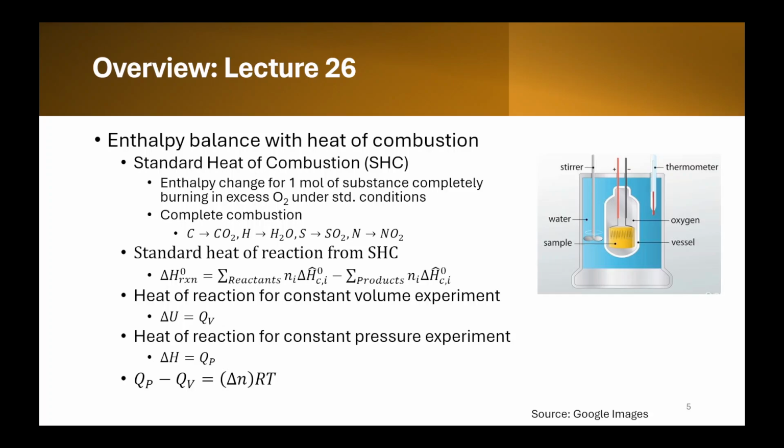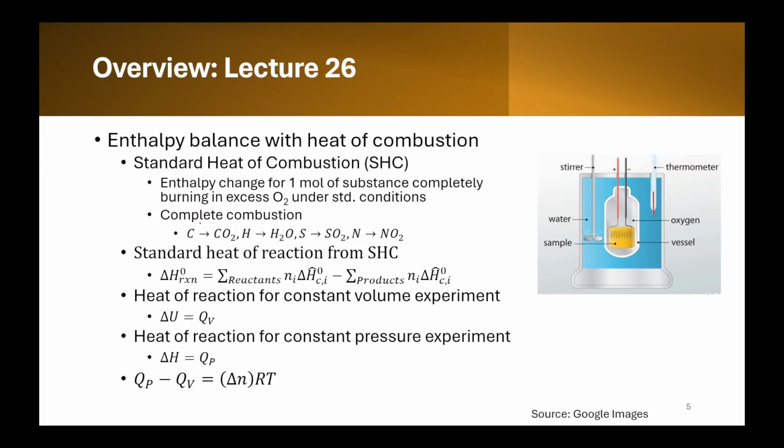In lecture 26, we discuss the enthalpy balance with heat of combustion. The standard heat of combustion is defined as the enthalpy change for 1 mole of a substance completely burning in excess O2 under standard conditions, and it accounts for complete combustion.